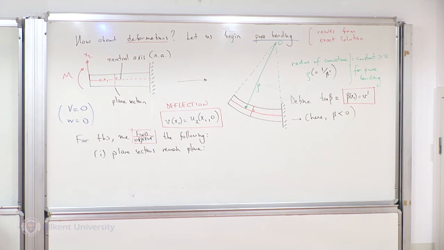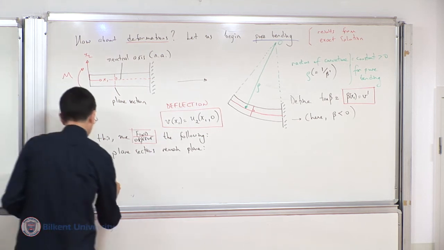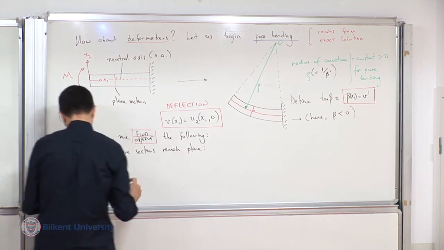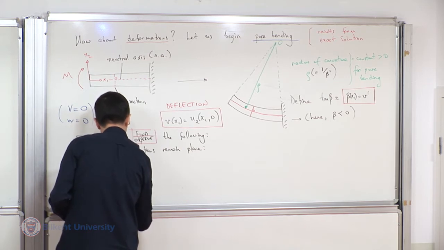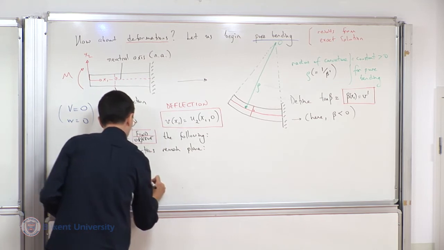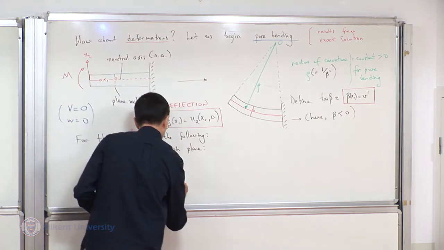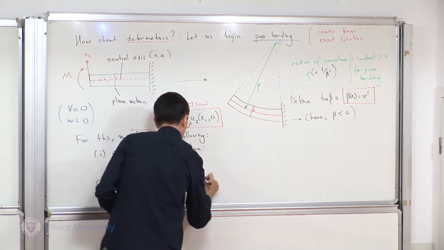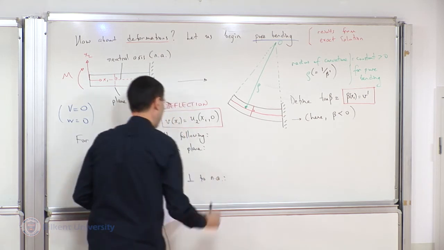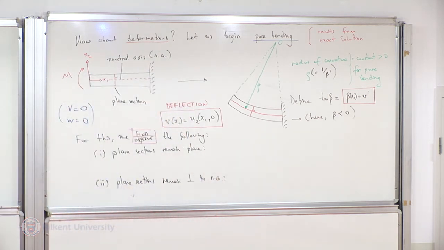Okay. And the second one is that plane sections which were initially perpendicular to the neutral axis remain perpendicular to the neutral axis. Okay, so those are the observations.